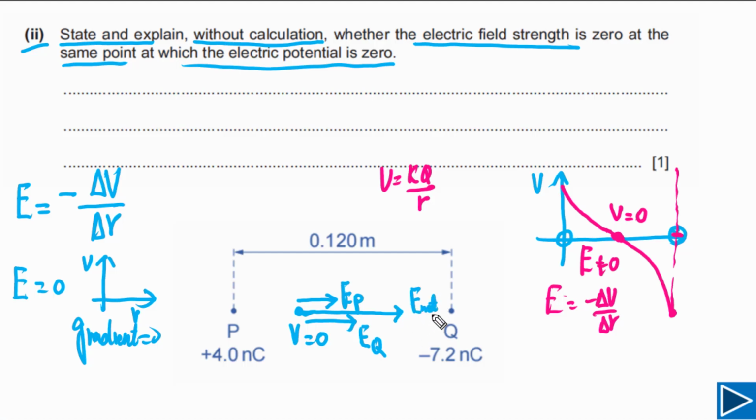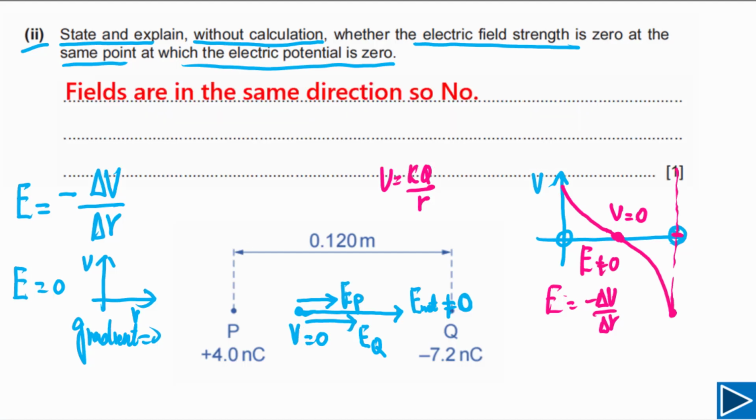Electric field is a vector, so this is our net electric field, meaning the vector sum of these two fields. This is not equal to 0. So simply we can say in this case the net electric field is not equal to 0, because the fields due to P and Q are in the same direction. So that's the reason E net is not equal to 0, even though the potential at this point is equal to 0. And that's all we need to write down for this question.